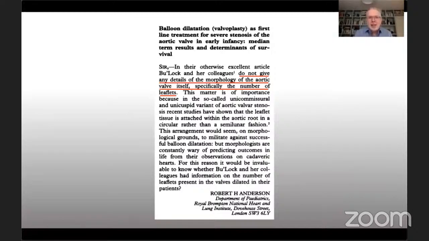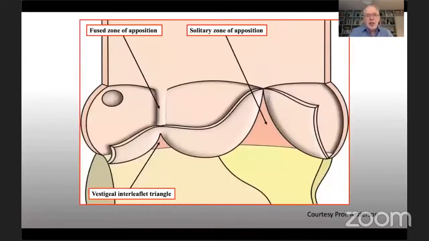He says, in their otherwise excellent article, Bullock and her colleagues do not give any details of the morphology of the aortic valve itself, specifically the number of leaflets. This matter is of importance because in the so-called unicommissural and unicuspid variant of aortic stenosis, recent studies have shown the leaflet tissue is attached within the aortic root in a circular rather than a semilunar fashion, as Bob has just shown. And this arrangement would militate against successful balloon dilation.